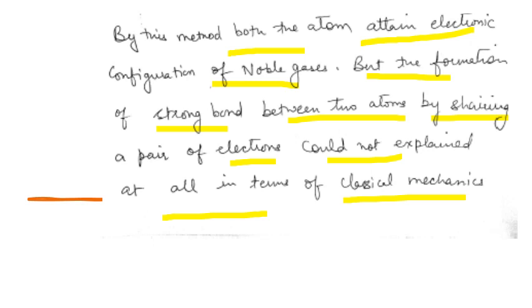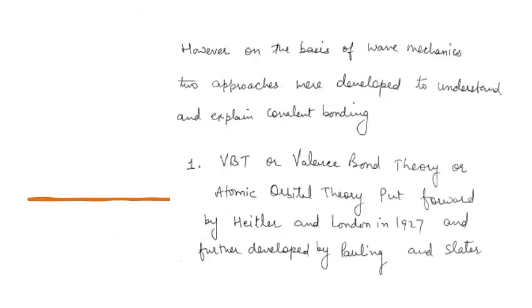So how is the covalent bond strong enough only by sharing the electrons? It can't be explained by any of the theories in classical mechanics. However, on the basis of quantum mechanics or wave mechanics, two approaches were developed to understand and explain the covalent bonding, meaning the sharing of the electron.